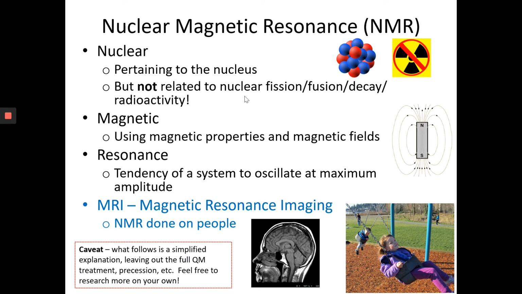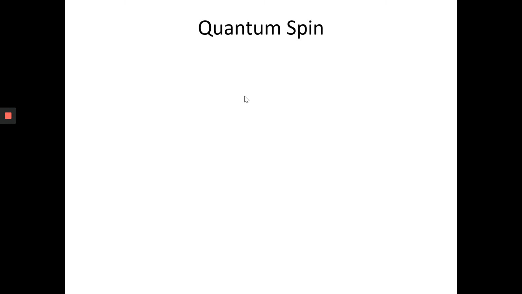I have to say that we're going to talk about a slightly oversimplified version of this. And if you're interested in doing more research about what's happening on the quantum mechanical level in terms of the nuclei precession and the different quantum states, please feel free to do a little bit more research. But we're going to do one half step down from that. All right, first, let's talk a little bit about quantum spin.